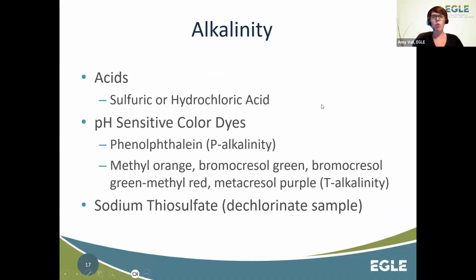For alkalinity, the acid you can use is sulfuric or hydrochloric acid. That's what you'll be titrating with. We use pH sensitive color dyes. As that sample gets more acidic, it will change to a pink color or an orange color, depending on what you're using. If we're just looking for what we call P alkalinity, which stands for phenolphthalein alkalinity, we use phenolphthalein. It goes from clear to pink.